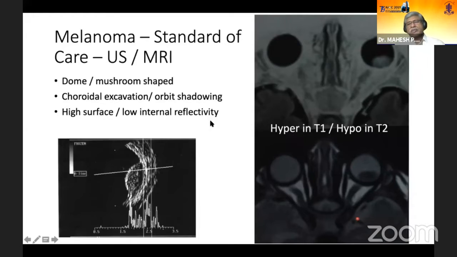So what is the standard of diagnosis in melanoma? The basis is, of course, clinical examination, followed by an ultrasonography, which shows a high surface reflectivity and a low internal reflectivity, angle kappa, choroidal excavation, orbital shadowing, and all that. And if you were to do an MRI, it shows hyperintense on T1 weighted image and hypointense on T2 weighted image. But all this is for tumors which have achieved a sufficient volume.